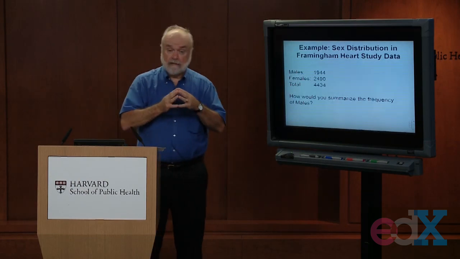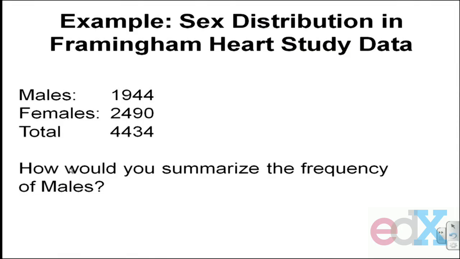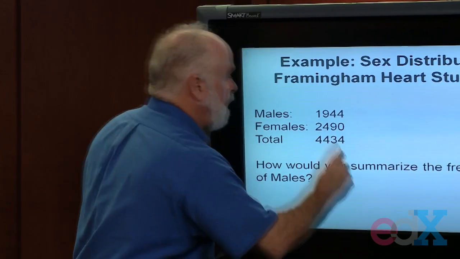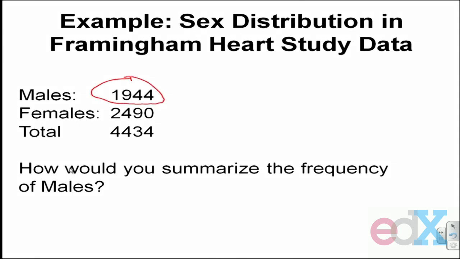And in that study, there were 4,434 people who attended the 1956 Framingham Heart Study exam. Of those 4,434 people, there are 1,944 men and 2,490 women. How would you summarize the frequency, the density, the relative amount of males, men, in that particular data set?